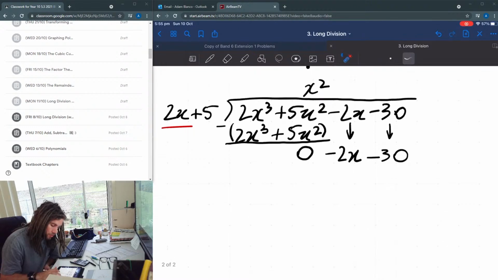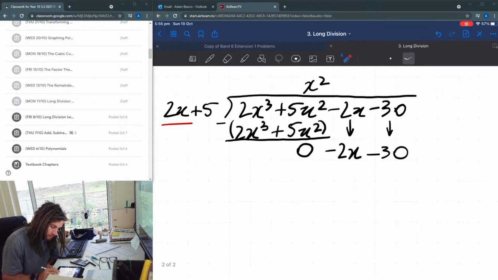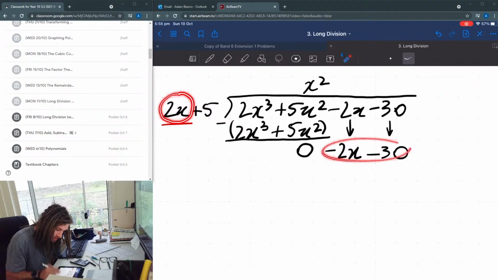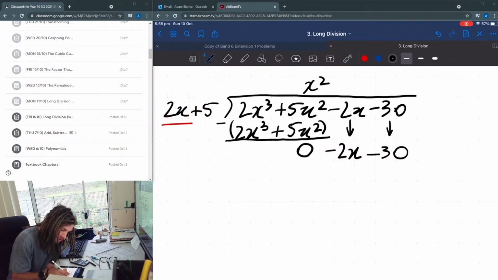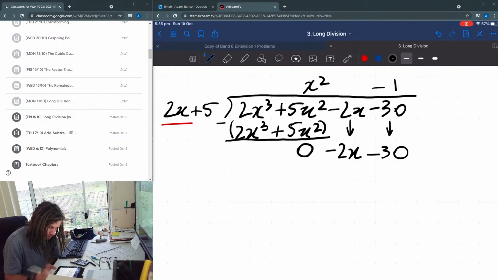Okay, so now I've got my next step. How many times does 2x go into this? How many times does 2x go into negative 2x? It goes in minus 1 time. I think I've done something wrong. Probably. Let's roll with it.